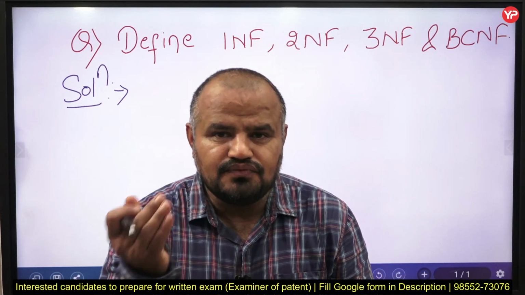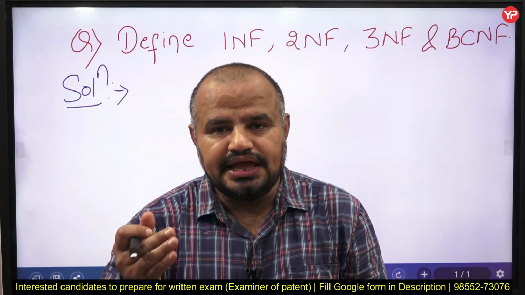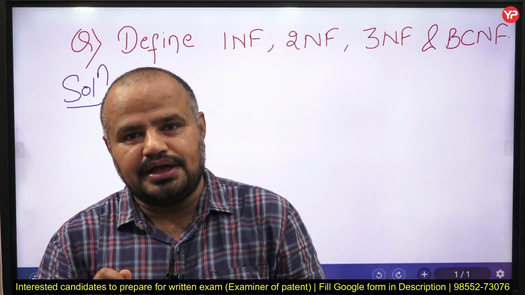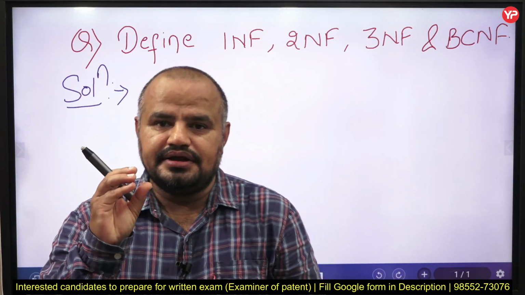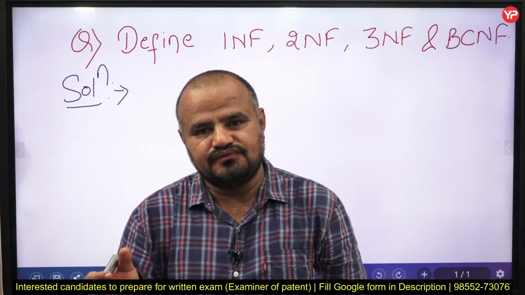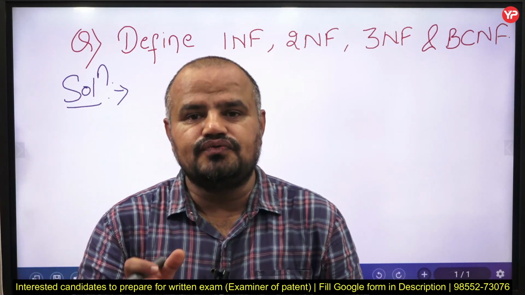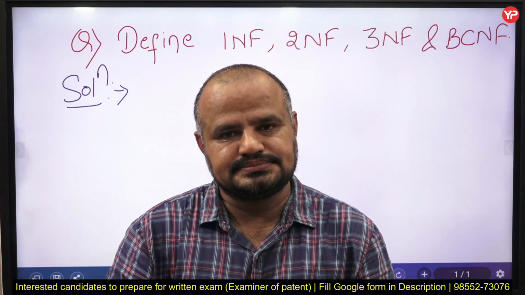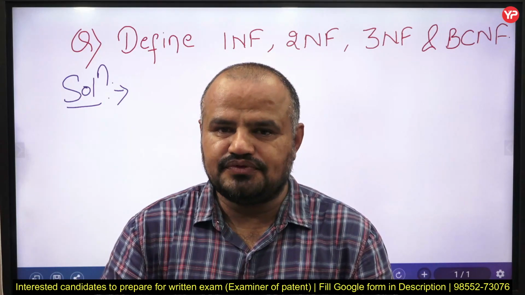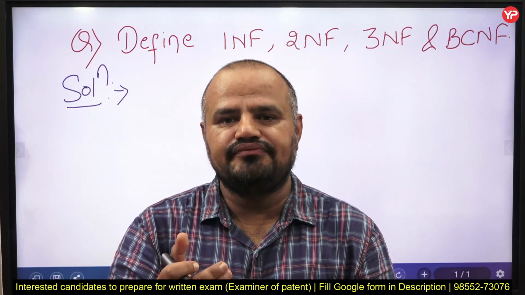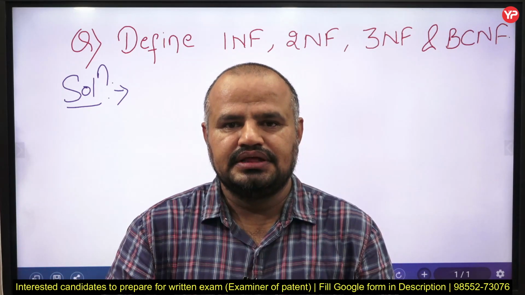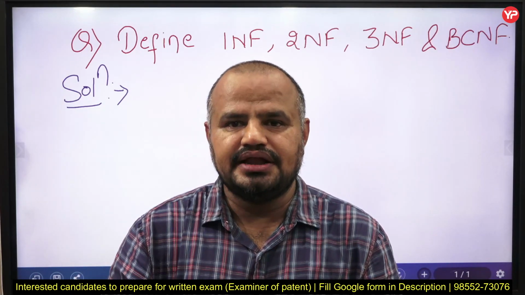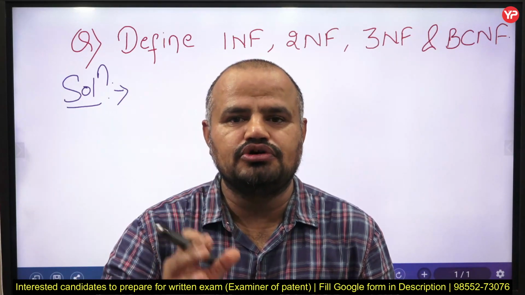So to remove this redundancy, I try to split my relation, and level by level, whenever I split, the redundancy becomes less. So my goal is to reduce the redundancy, and for that I go for normalization. We have different forms of normalization, that is 1NF, 2NF, 3NF and BCNF. They have some level of redundancies and some constraints, so that particular type of redundancy should not be there.